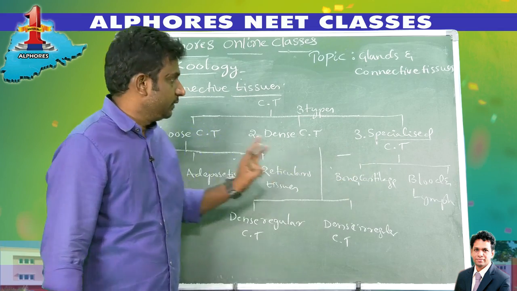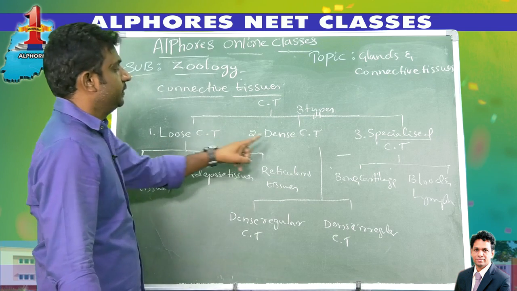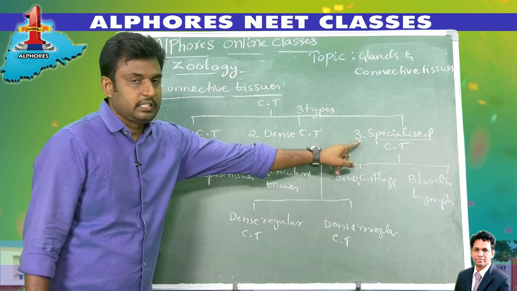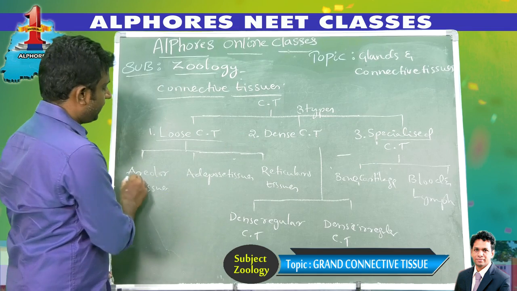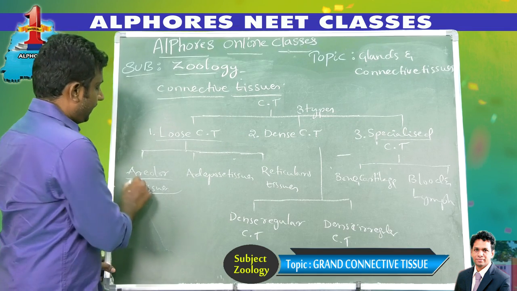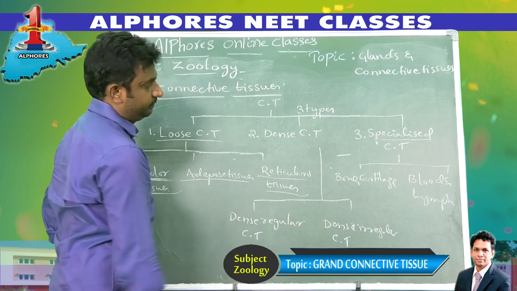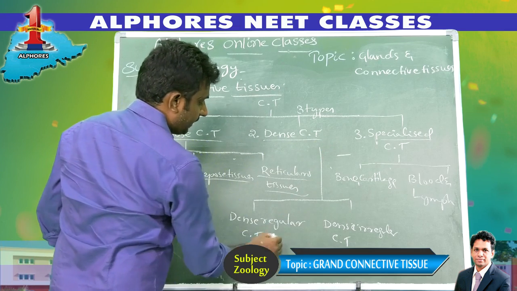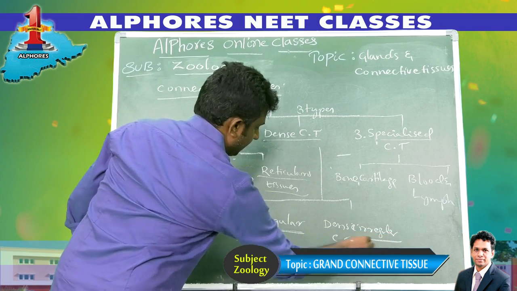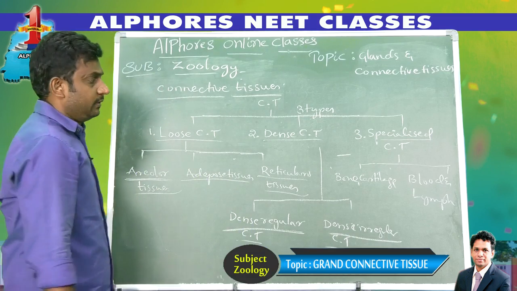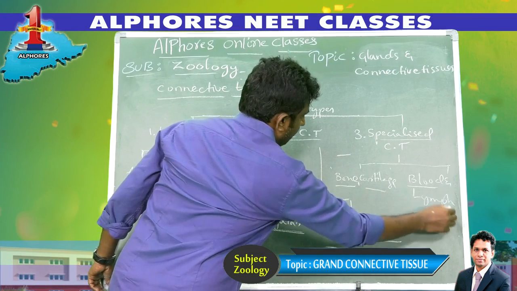So three types of connective tissues are present, which are called loose connective tissue, dense connective tissue, and special connective tissue. Loose connective tissues are again of three types: areolar tissue, adipose tissue, reticular tissue. Then dense connective tissues are again of two types, called dense regular and dense irregular connective tissues. Then special connective tissues are bone, cartilage, blood and lymph.